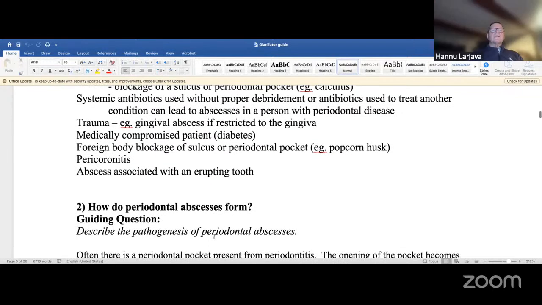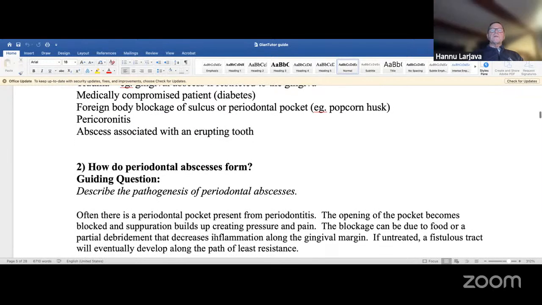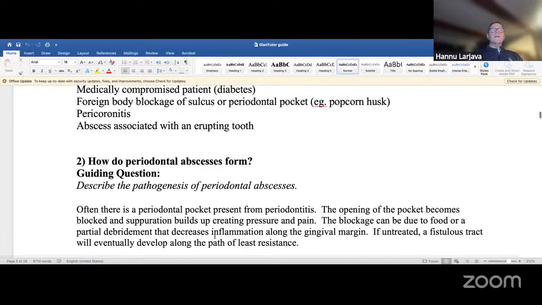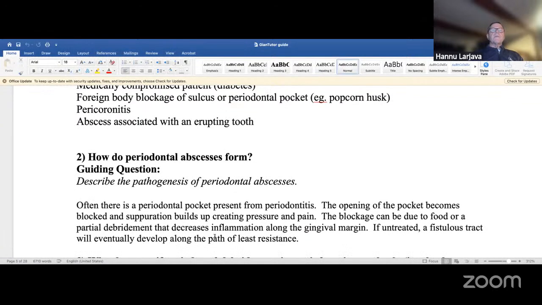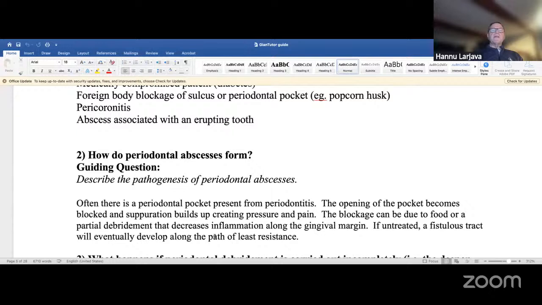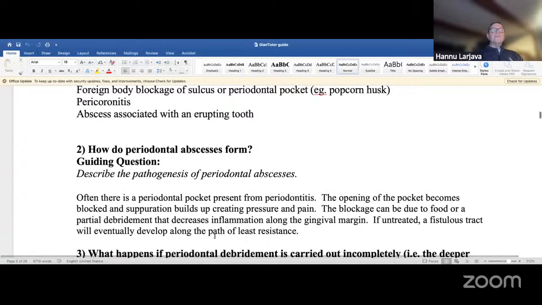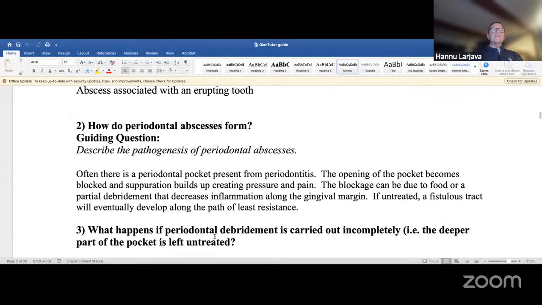Well, that is a pretty good presentation. So as we already discussed, something builds it up or it's deep enough and doesn't drain, and then it gains access to the least resistant way to drain the pus and the inflammation. So let's move to the next question.